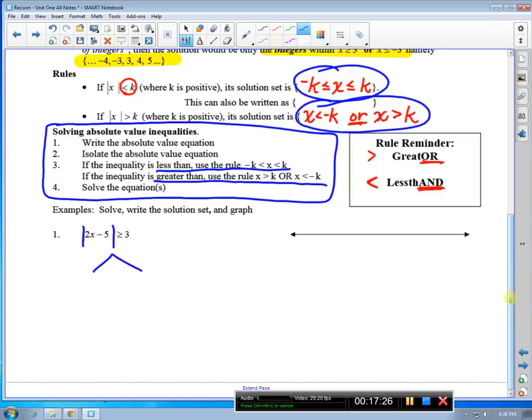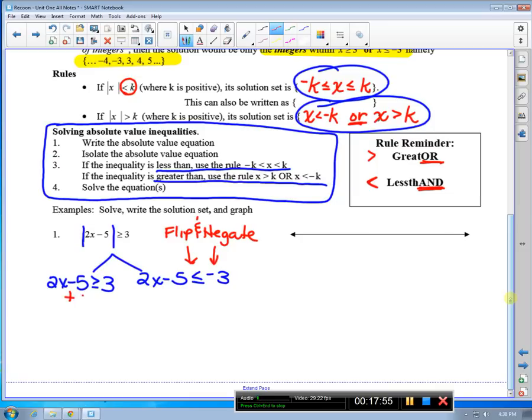I think I'm going to show you a little bit different as well. Write the absolute value without the bars, greater than or equal to 3. Write the absolute value without the bars, flip your inequality, and negate your number. So here I did a flip. Here I negated my number. And you'll see me do that a lot. So we're going to solve each of these.